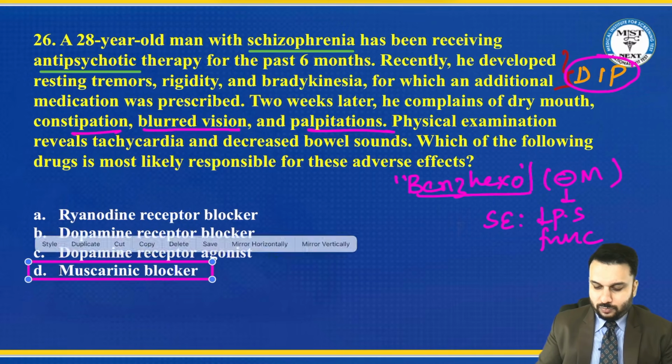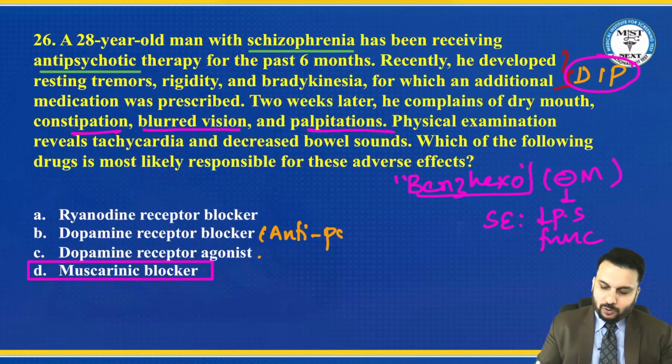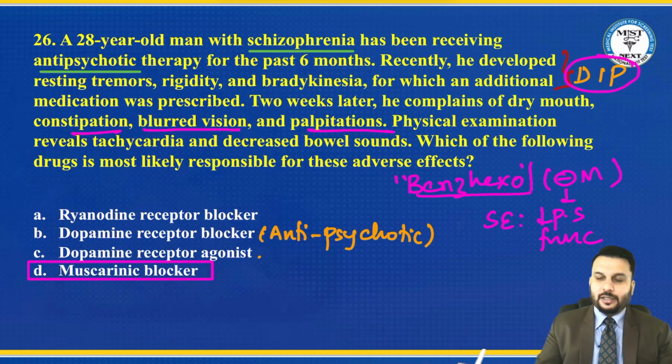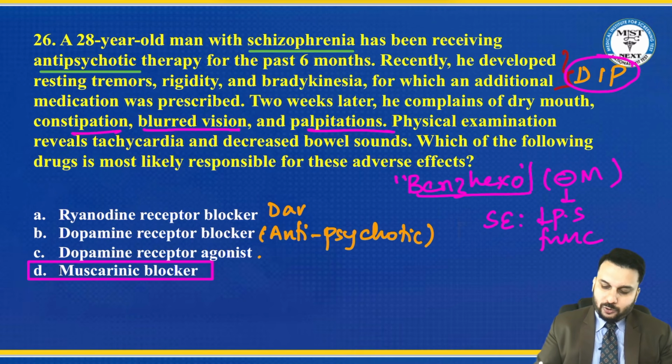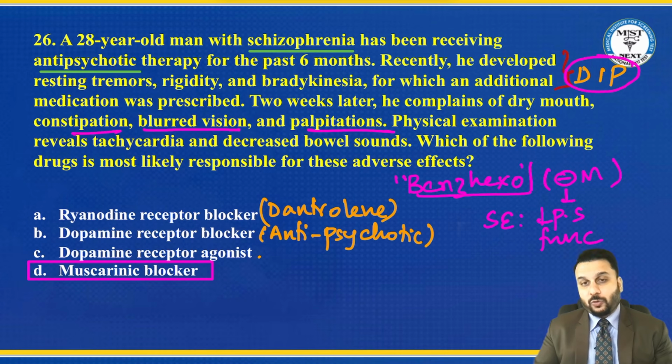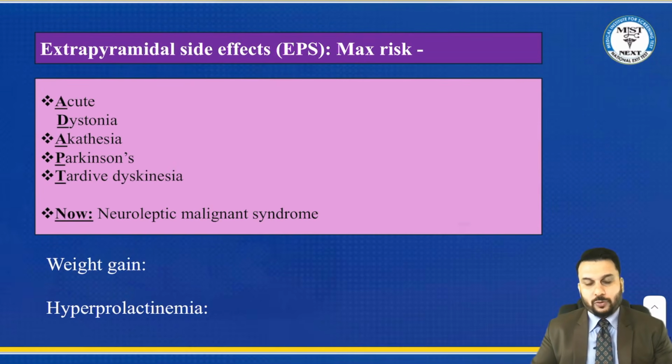Okay. Muscarinic blocker. Dopamine agonists are the drugs like bromocriptine or cabergoline, which are used in hyperprolactinemia. Dopamine blockers are the drugs, antipsychotic drugs. Because they block dopamine, they can cause Parkinson-like side effects called EPS. Ryanodine receptor blocker is a drug called dantrolene. Dantrolene is used for a situation called malignant hyperthermia or neuroleptic malignant syndrome. Okay, so you can all have a look at this.